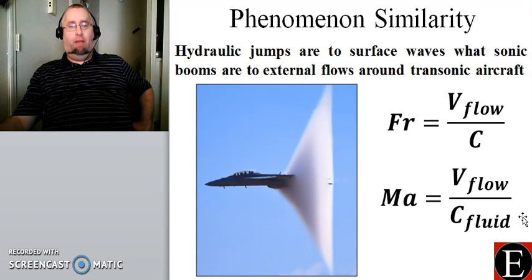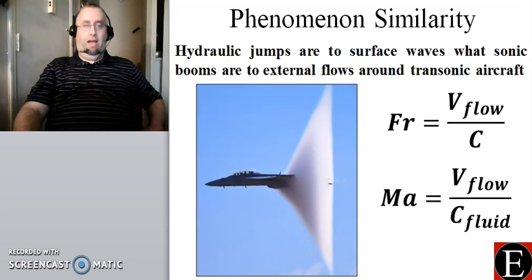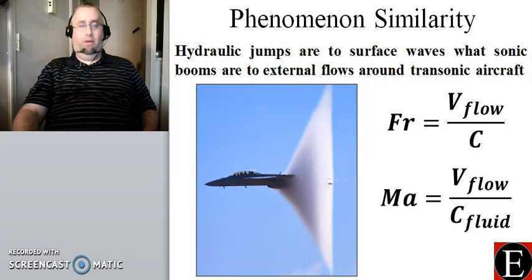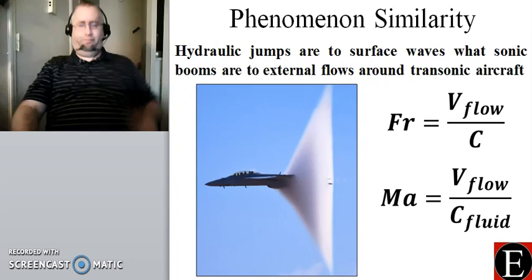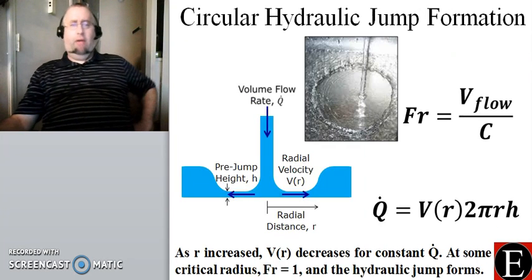As you achieve a Mach number of 1, you essentially get a shock wave, a sonic boom, which is the result of transitioning from one fluid regime to another fluid regime, where information can no longer propagate upstream to let the upstream fluid know that a jet aircraft, for example, is coming. So that's the similarity, the analogy between those two fluid mechanical phenomena. Pretty interesting.